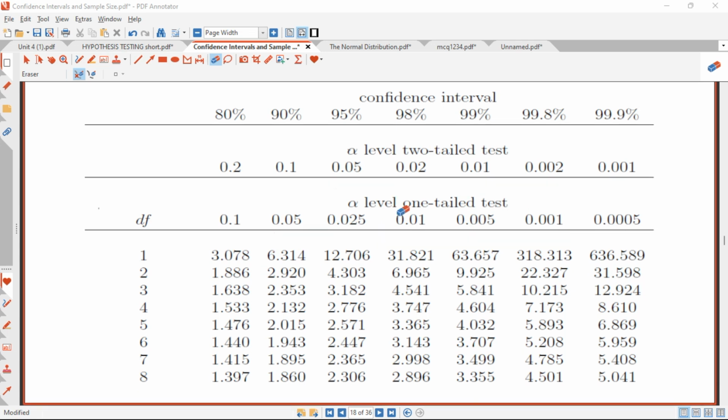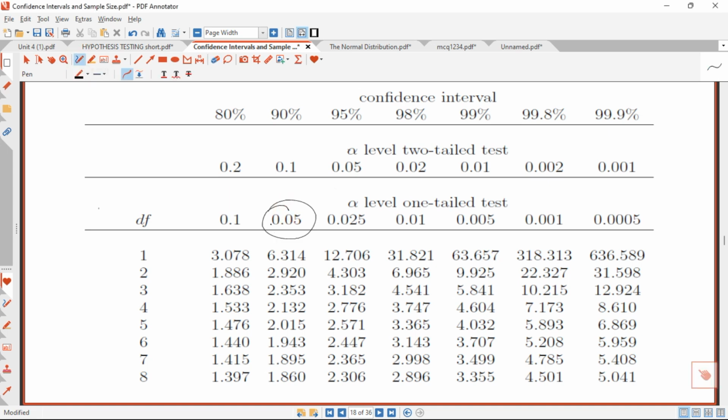For here we have the rows and the columns, as you can see. For the columns, we have our alpha level for a one tail test. Since our alpha level is for a one tail test, this is where you are going to base, because it was a tail to the right, which is a one tail test, and our alpha was given to us as 0.05.